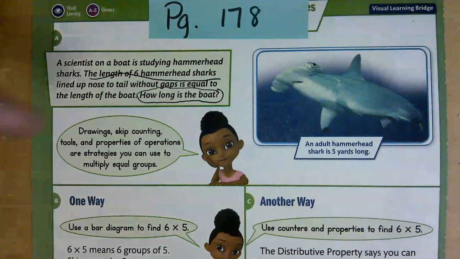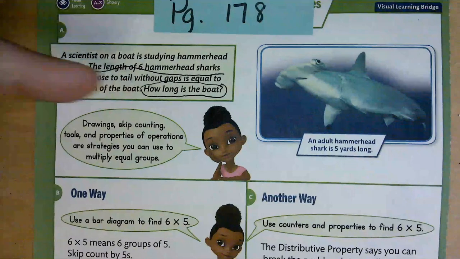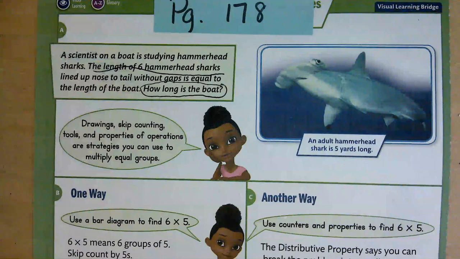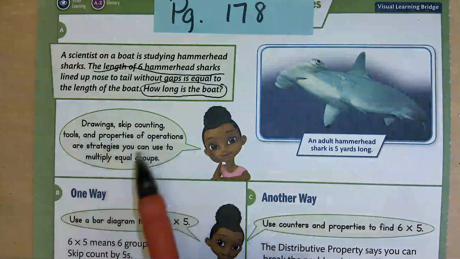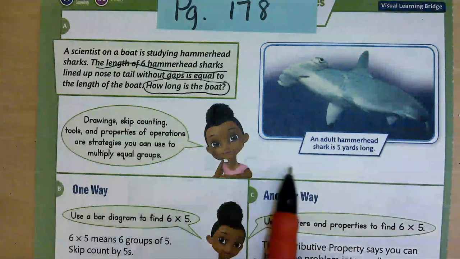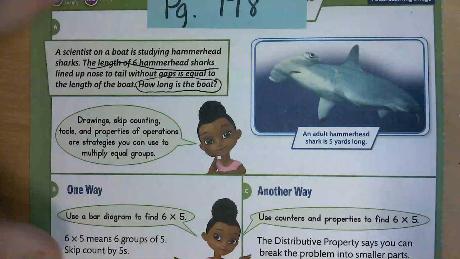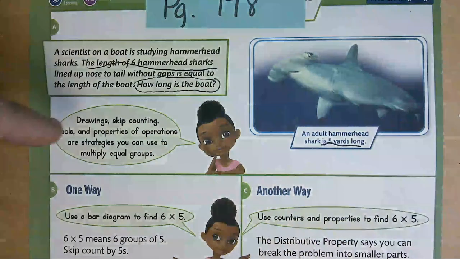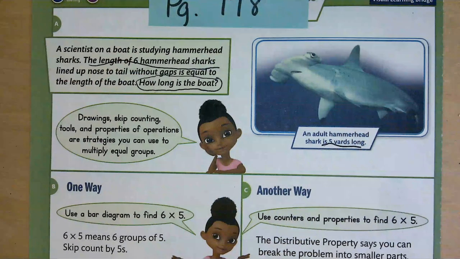I don't know where that other piece of information is. We've got 6 hammerhead sharks, and I want to know how long a boat is because it's the same as that, but I don't know how long those sharks are. Well, let's look around and see if there's anywhere else we can find that information. And when I do, I see drawings, skip counting tools, properties of operations and strategies can help you multiply equal groups. That didn't help me out. An adult hammerhead shark is 5 yards long. Well, there it is. We're going to underline 5 yards long. So we've got 6 hammerheads, and they are 5 yards long, and that will be how long our boat is.